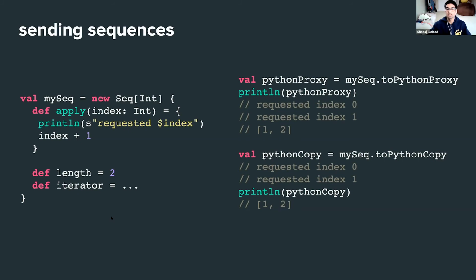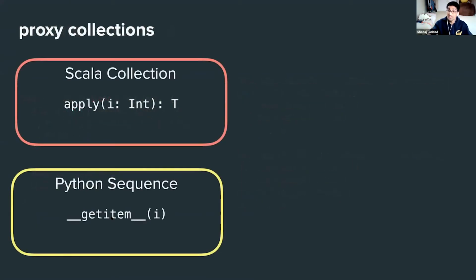We can see this in action in this example, where we have a side-effecting apply method in our sequence. We see different behavior: the copy loads everything ahead of time, whereas with the proxy, when you print it out and Python iterates over every single element, you see those elements being requested. How this works under the hood is powered by the function conversions we saw earlier. If we look at the difference between our Scala sequence and our Python sequence, it's just two different methods on each end for getting a specific item: apply in Scala, but __getitem__ in Python. And we want to wire these to each other.